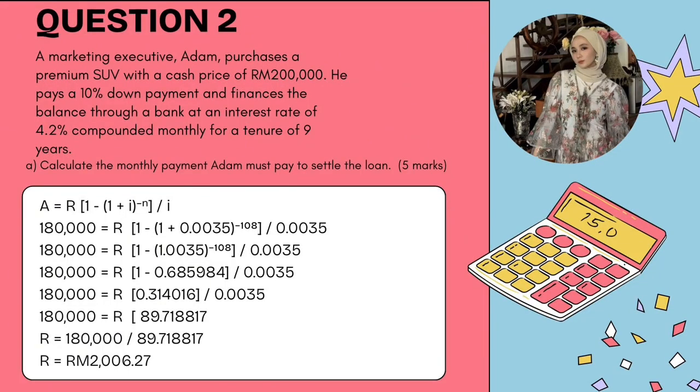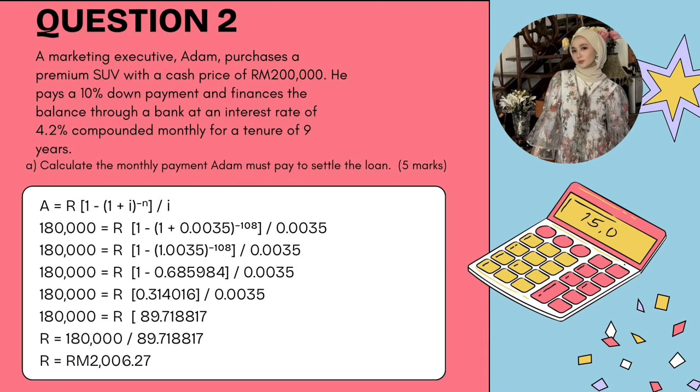Moving on to part B, question 2. Let's look at the scenario. A marketing executive named Adam purchases a premium SUV with a cash price of 200,000 ringgit. He pays a 10% down payment and finances the remaining balance through a bank at an interest rate of 4.2% compounded monthly for a tenure of 9 years.